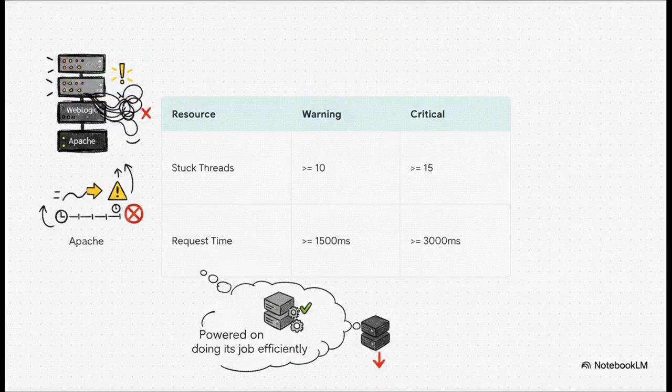Next, let's look at your web tier. Now, what's really interesting about this next batch is how specific we can get with application states using MQL. Look at the WebLogic stuck threads. Our warning rule is greater than or equal to 10 stuck threads over the past 5 minutes, and critical is 15. For Apache, we're tracking web request processing time, warning at 1500 milliseconds and critical at 3000 milliseconds.